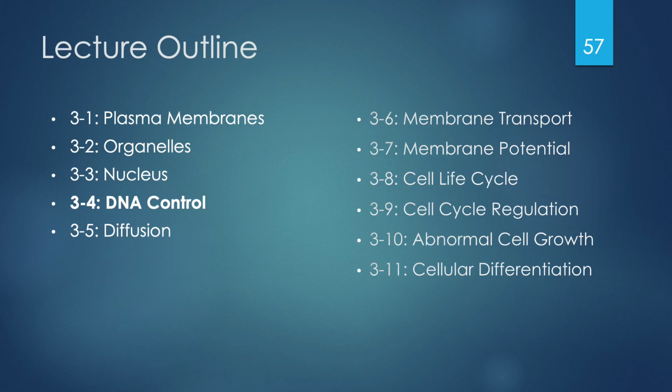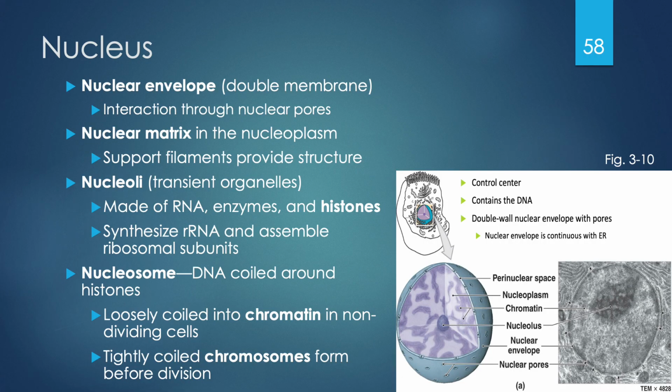Let's move into section 3-3 and discuss the nucleus. The nucleus is the brain of the cell, so it controls all cellular activity and replication. So the nucleus is a very important structure, and let's talk about that structure first. It has a nuclear envelope, which is a double membrane, similar to the mitochondria. And in that double membrane, there are pores that allow different molecules to pass through, and that would be called the nuclear pores. Makes sense.